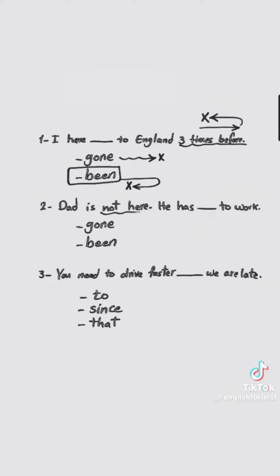Dad is not here. He has blank to work. Dad is not here means he went to work and he's still there. He didn't come back. So we use gone here. Dad is not here. He has gone to work.